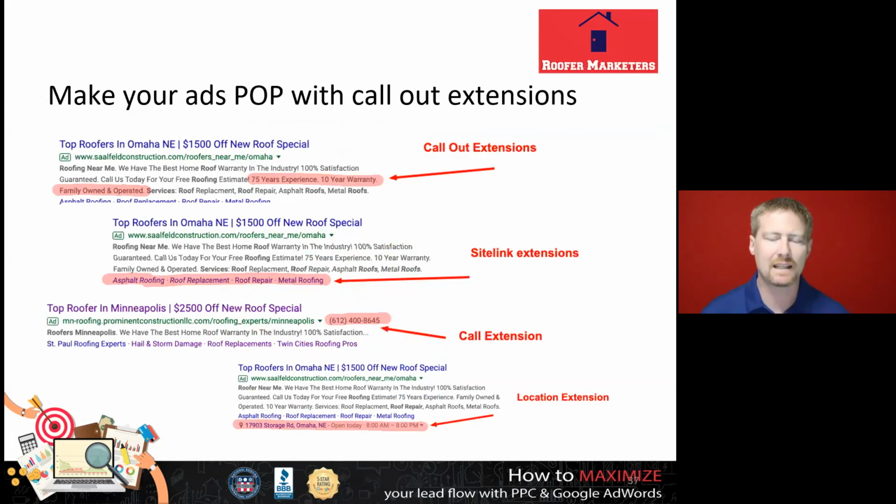So you want to make your ads pop with all of these different types of extensions: callout extensions, sitelink extensions, call extensions, location extensions. All of these will allow your ads to stand out above your competitors, right? And get that click, encourage that click. Having your callout extension or your phone number right there. Running your location extension is what allows your ad to show in the map section. So extremely powerful.